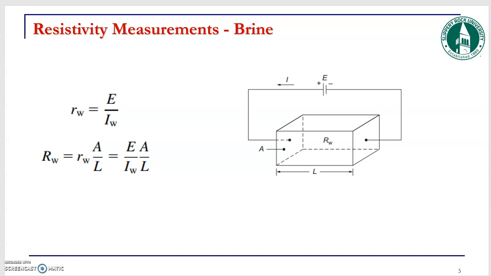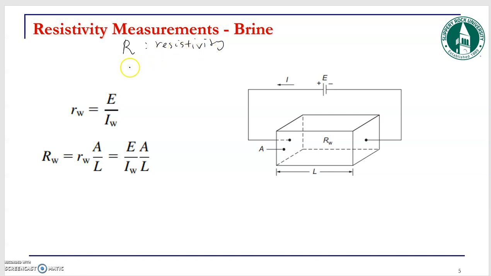So assume that you have a bucket like what you see in this picture, and in this bucket you have brine or salty water, right? So you pass some electrical current through this block of water, and there is an electrical voltage that is being applied. So the current passes through this, and then you can measure the resistivity. So resistivity is usually shown with capital R. So capital R that you see here is resistivity.